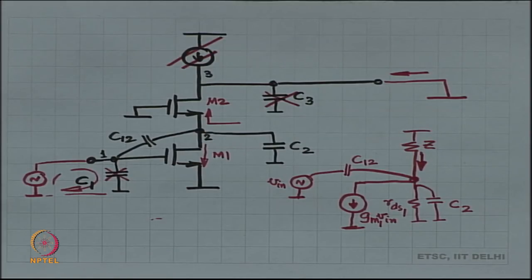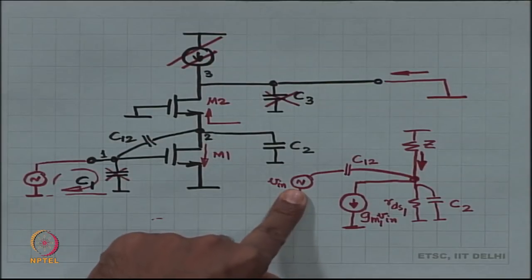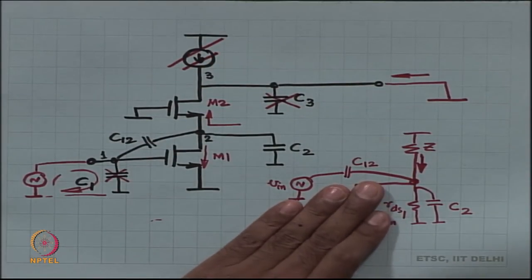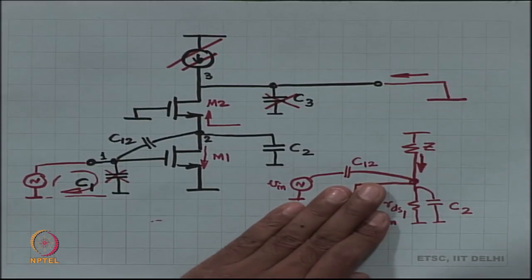Fine, done. The second experiment is that I apply V in. Now, I do not apply this, this current source is no longer there. I just apply V in and see what is the current going into Z. All right. Now, that is going to be a little harder. Fine, you could do that.